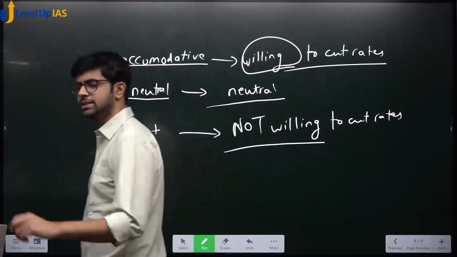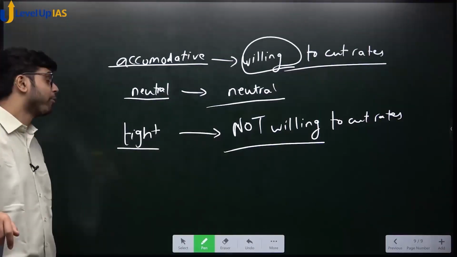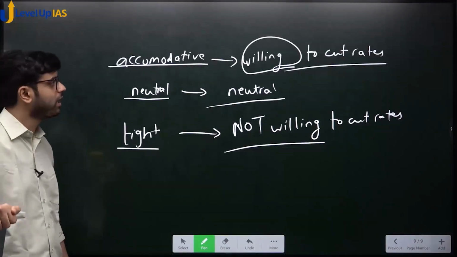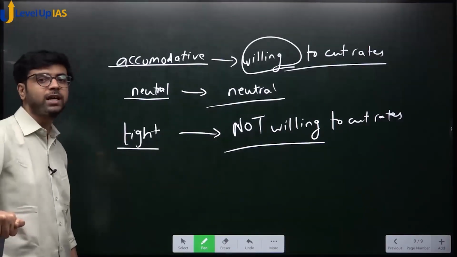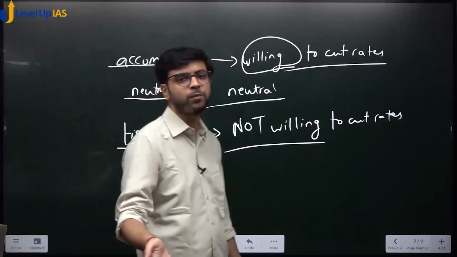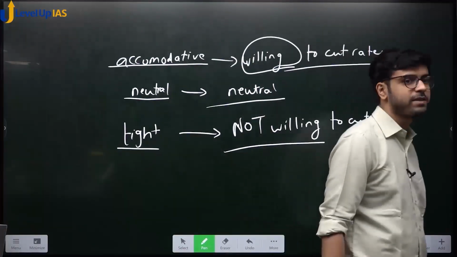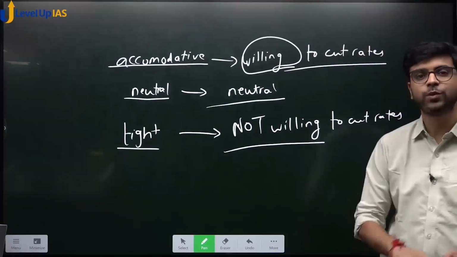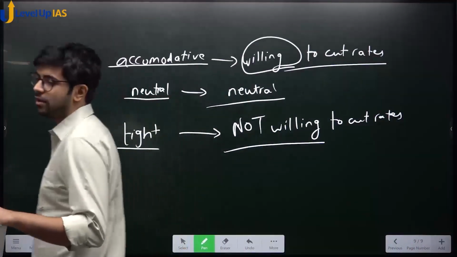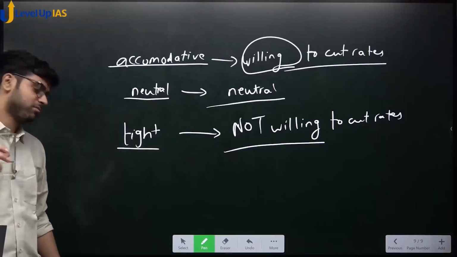Then we have 3 stances: simple, self-explanatory: accommodative stance, neutral stance, and tight stance. Not willing to cut rates, willing to cut rates, and neutral. Who is demanding rate cutting? Corporates and borrowers are demanding it. You also demand from the monetary policy committee, sir, please reduce the home loan interest rate. The repo rate reduces, monetary policy transmission happens through MCLR, and you get a home loan at a lower rate. Simple. So you are also demanding a rate cut, but the monetary policy committee is saying, sir, there is inflation.